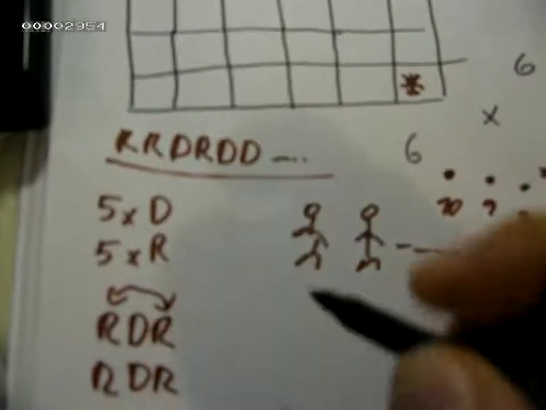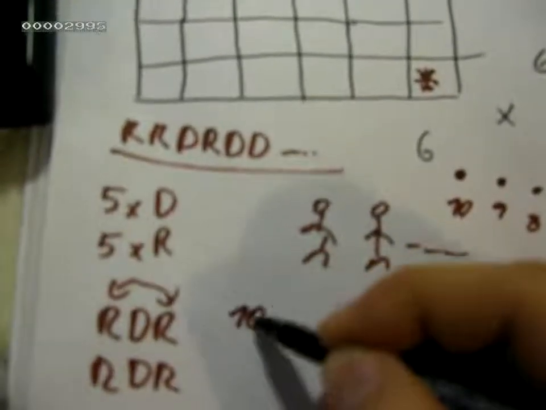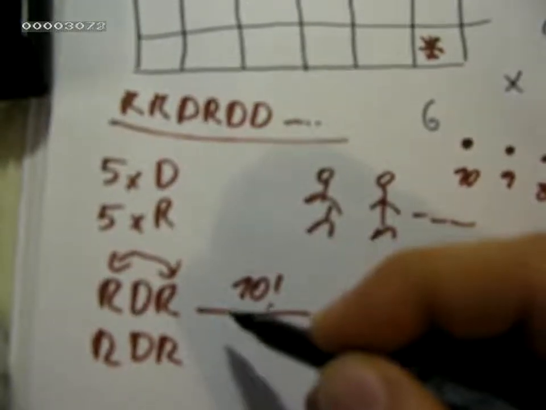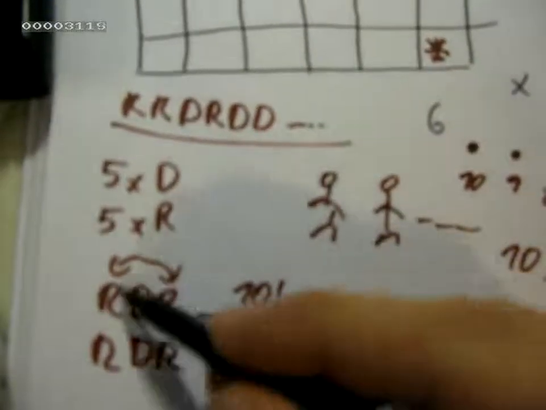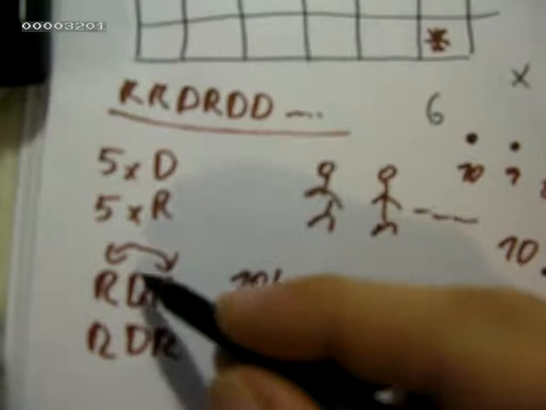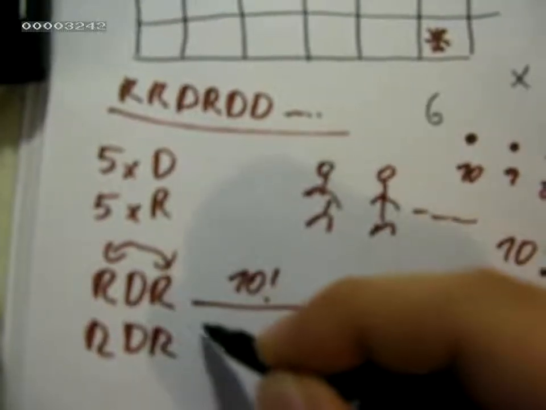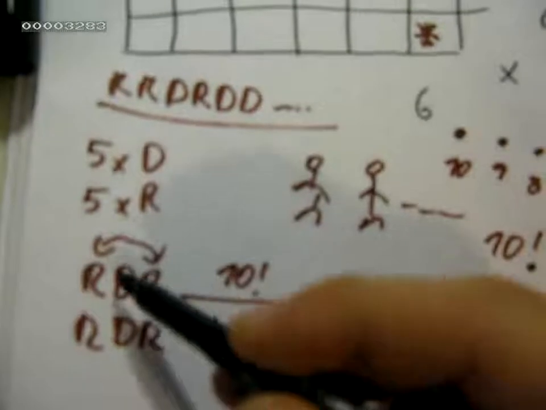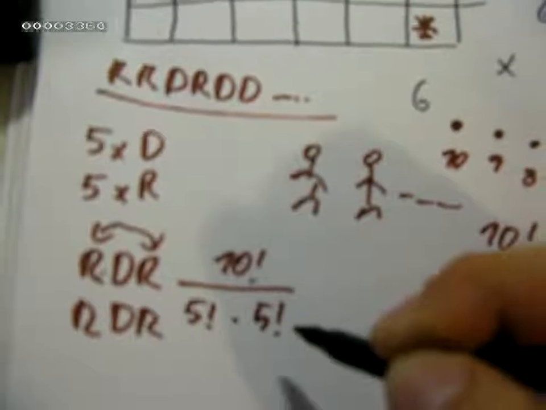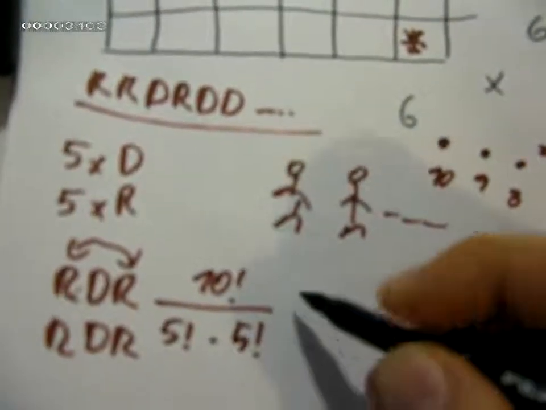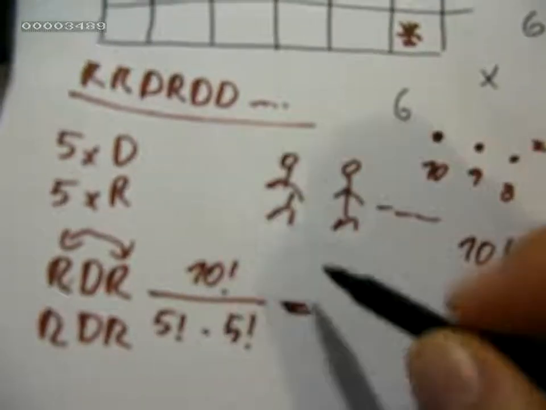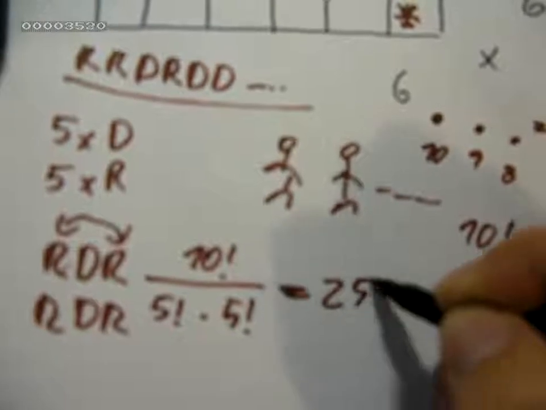So nothing changed. So it's not 10 factorial ways, but we have to divide it by how many switches between R's there are times how many switches between D's there are. So it is 5 factorial for our 5 R's times 5 factorial for our D's. And if you do it on your calculator, the result is 252, as expected.